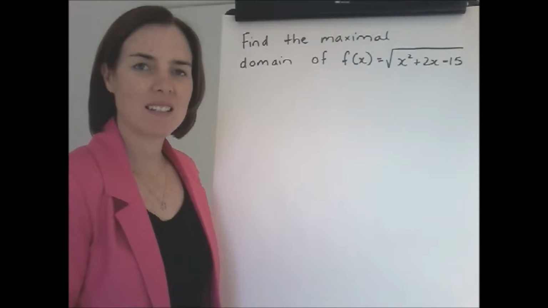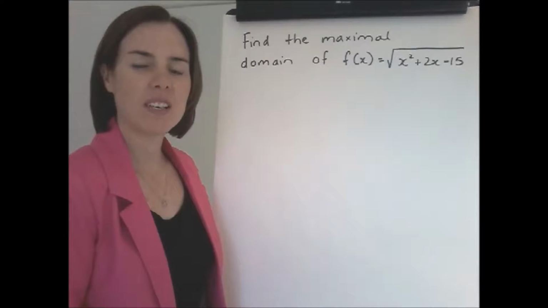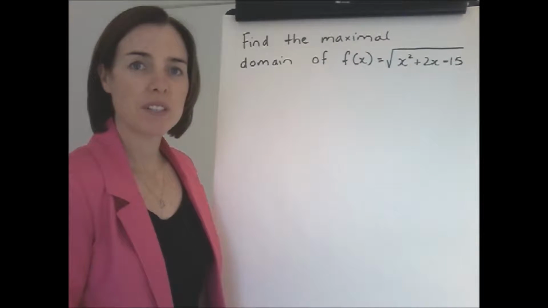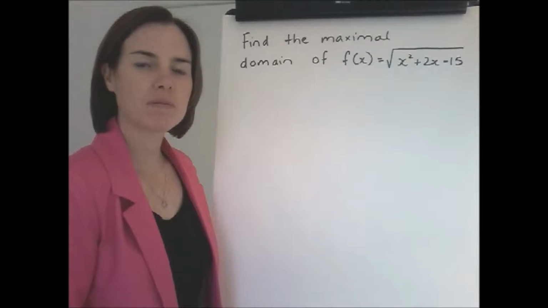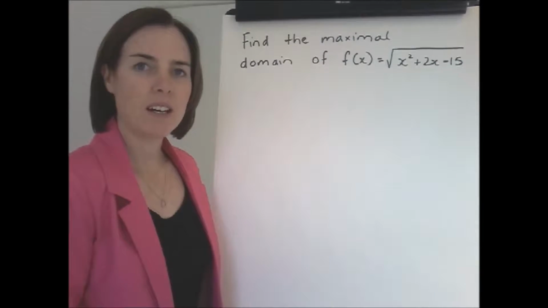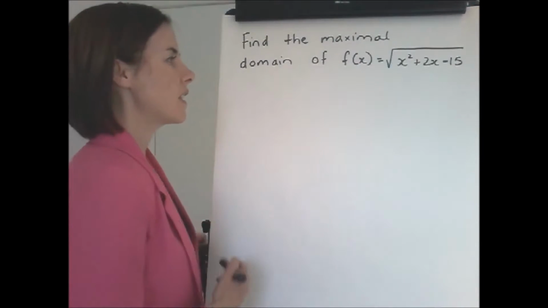Today's question says, find the maximal domain of the function f(x) equals the square root of x squared plus 2x take 15. The maximal domain, otherwise called implied domain, means the biggest possible domain that can possibly be defined for that function. So that's what we're after.